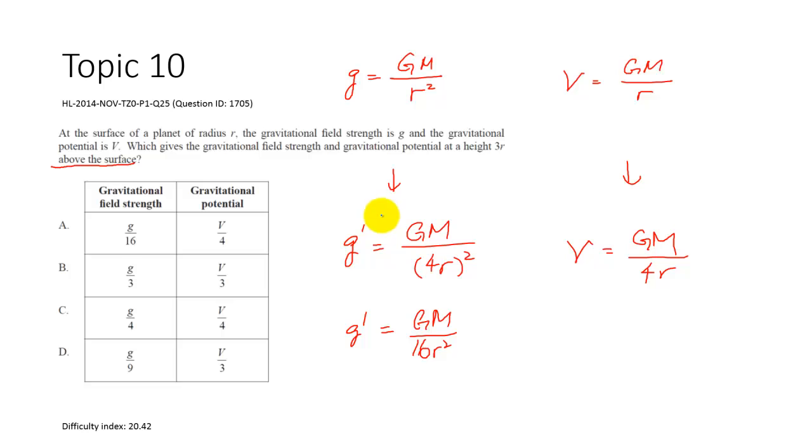For this question, the main issue that people usually face is actually reading the question. The question is saying 3R above the surface of the planet. So actually, the distance that you should set into the equation, no matter this one or this one, is actually 4R instead. And so in that case, it will lead to the answer of A instead.